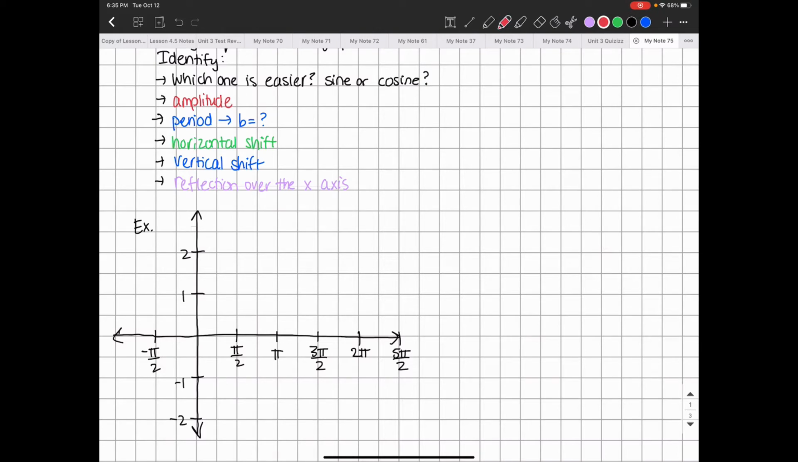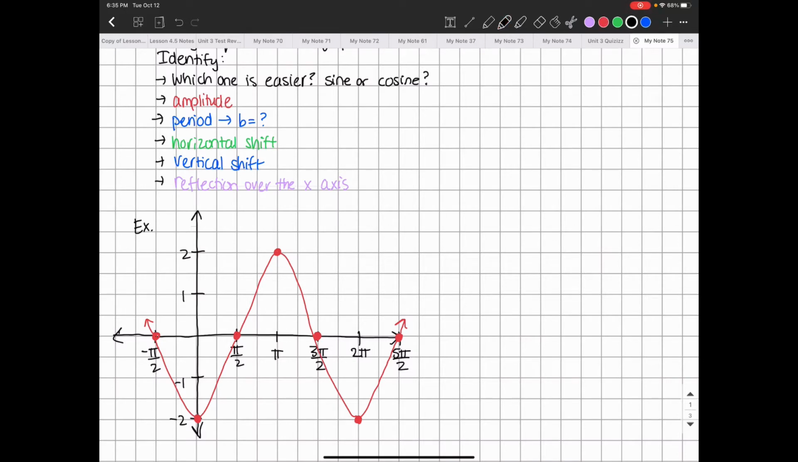So I have a point at (0, -2), a point at (pi over 2, 0), a point at (pi, 2), a point at (3 pi over 2, 0), a point at (2 pi, -2), and (5 pi over 2, 0). Also (negative pi over 2, 0). And then I connect these. And this is the graph that I'm starting out with, and I want to find all of this important information.